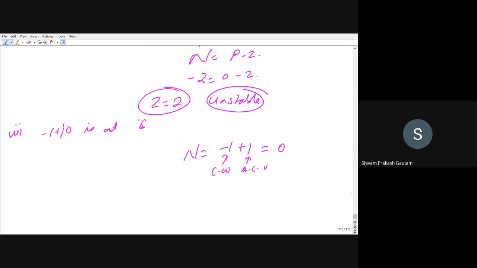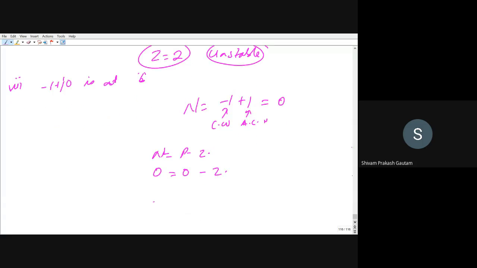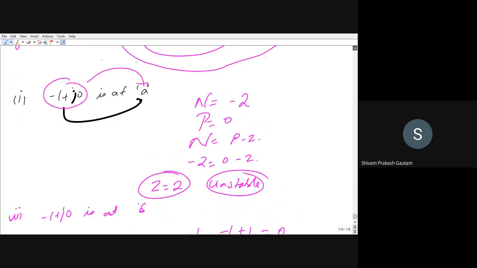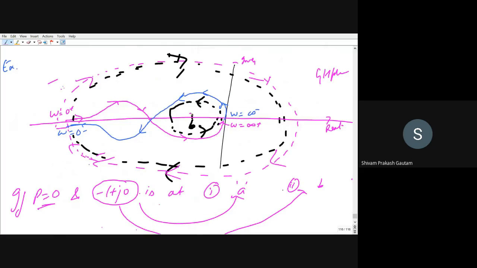Now again put in the formula, that is n is equal to P minus Z. n is equal to 0, P is equal to 0 given, minus Z. So Z in this case will be equal to 0. That means the system will be stable. If Z is equal to 0, that means there are no closed loop poles in the right hand side. If there are no closed loop poles in the right hand side, that means the system is absolutely stable. So if our point is at B, then the system is stable. If the point is at A, then the system is unstable.